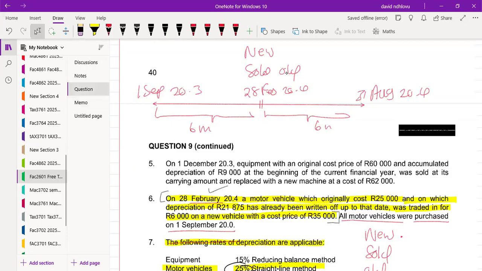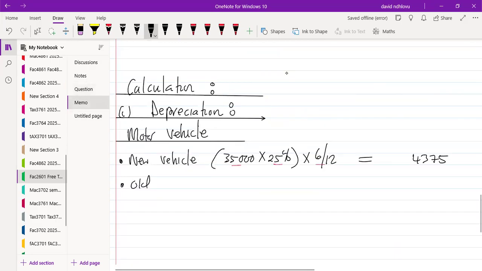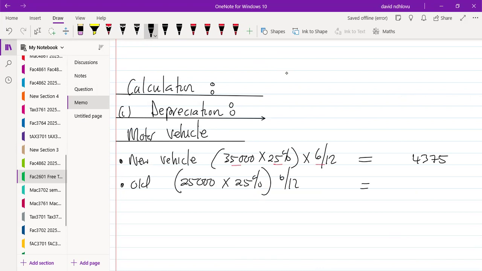Now, on the old vehicle, you are right in saying we are calculating depreciation specifically for the current year. That's what we want to disclose. So we then say, what was the cost price of this vehicle? 25,000 Rand. Depreciation is a 25% straight line method. But this one was also used only for half year. Then it was disposed. So 25,000 times 0.25 divided by 2. So the depreciation is 3,125. Then, sorry, I made a mistake here. This is the sold vehicle.